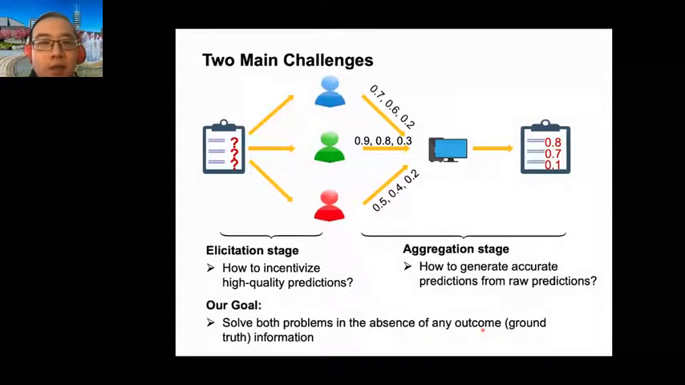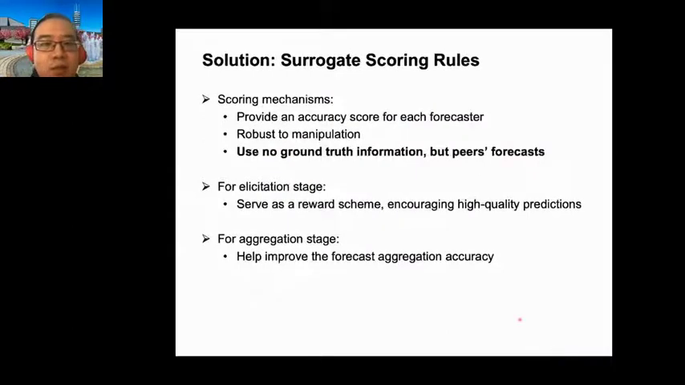So in this work, we want to address these two challenges without relying on the resolved outcomes. We want to pay forecasters and generate final predictions once the human forecasts are ready. And our solution is the surrogate scoring rules. There is a family of scoring mechanisms that provide an accuracy score for each forecaster, and they are robust to manipulation of the reported predictions. And a second feature of them is that they do not use any ground truth information. Ground truth information here refers to the actual outcomes of the forecasting questions.